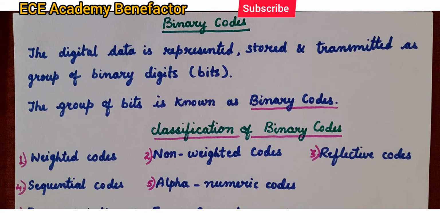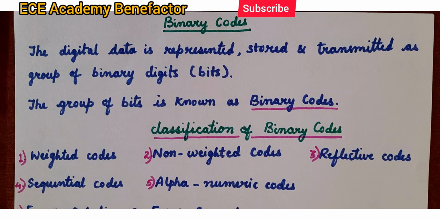Coming to the classification of binary codes, what is the need of binary code? Because when we need to transmit a digital data, or represent a digital data, or store a digital data, you have to group the number of bits, and the group of bits is known as binary codes. So the binary codes make digital data storing, representing and transmission easier.